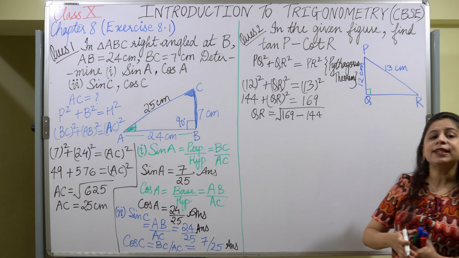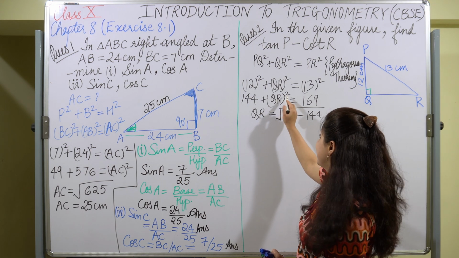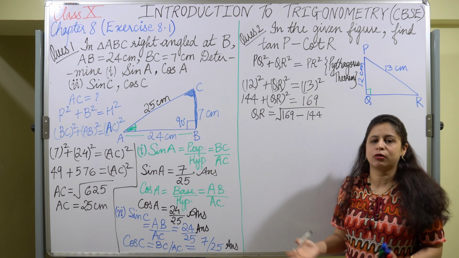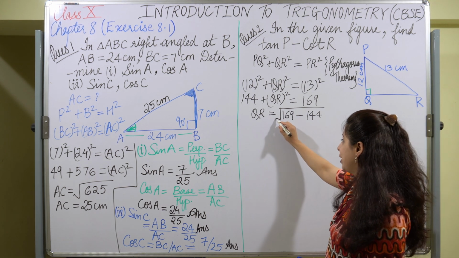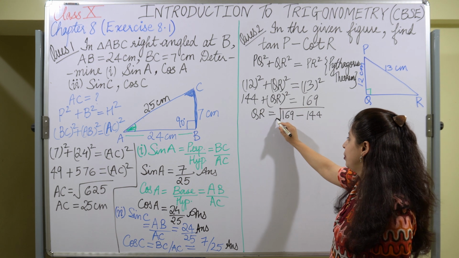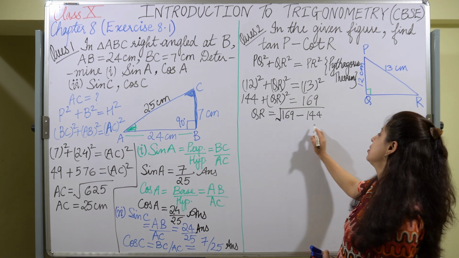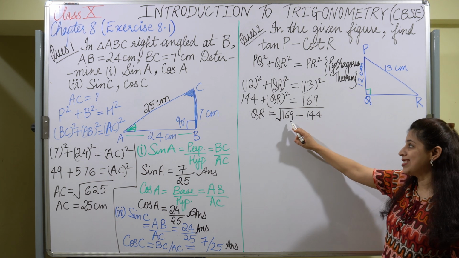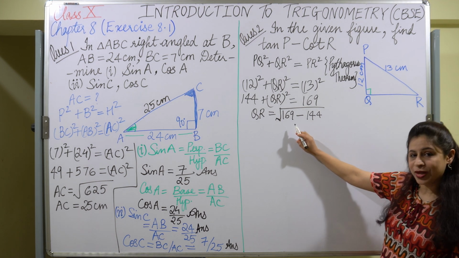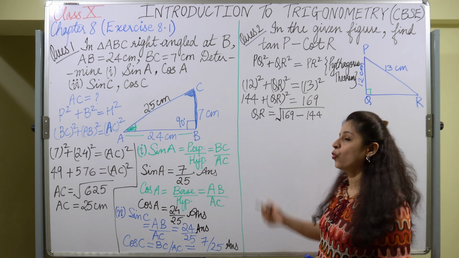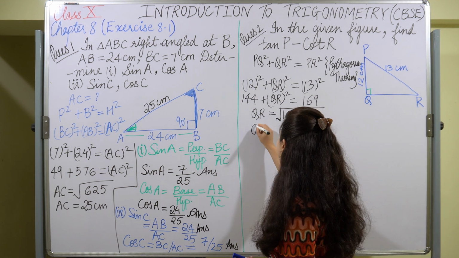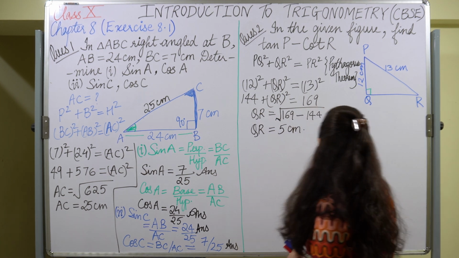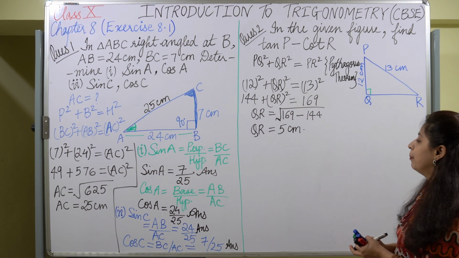144 will go to that side, and since QR has a square, when the square is removed, we need to take the square root. So subtracting 144 from 169, we get 25, and taking the square root of 25, we get the QR value as 5 centimeter.